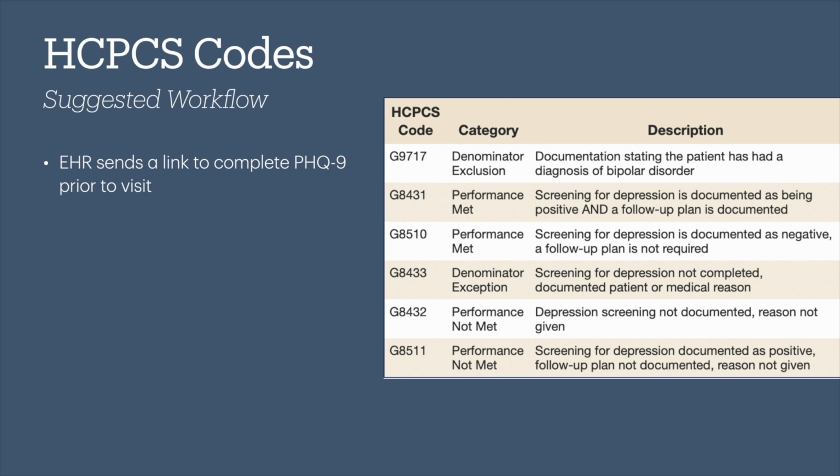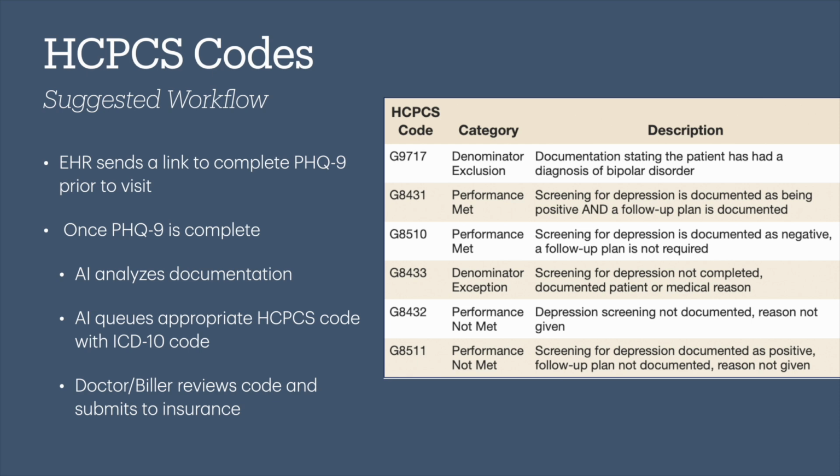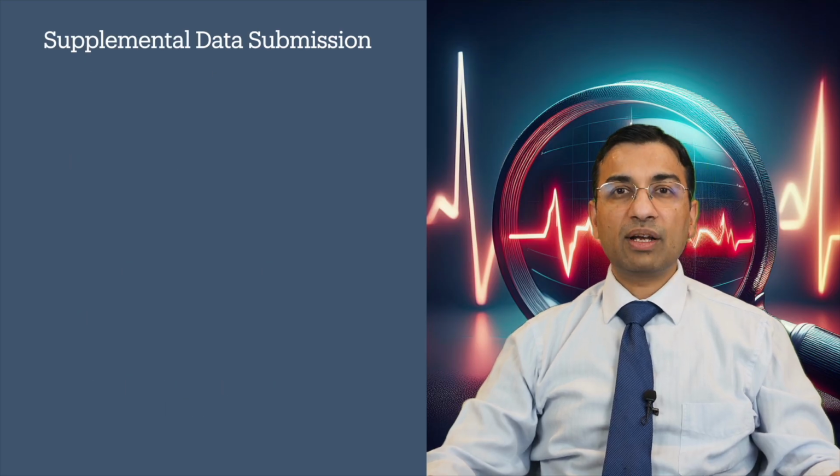Next is using HCPCS codes when billing Medicare. CMS defines a few HCPCS codes that are $0 codes to report quality. These codes indicate to CMS if the patient should be excluded from the denominator, and if included, if the physician met the metric. The EHR could use artificial intelligence to analyze the doctor's documentation and automatically queue the appropriate HCPCS codes. Let's get back to medical reality.